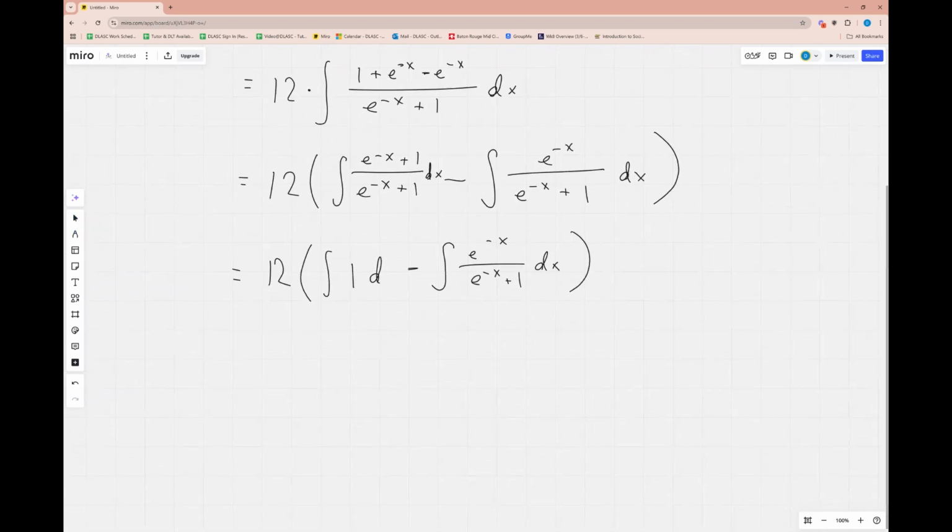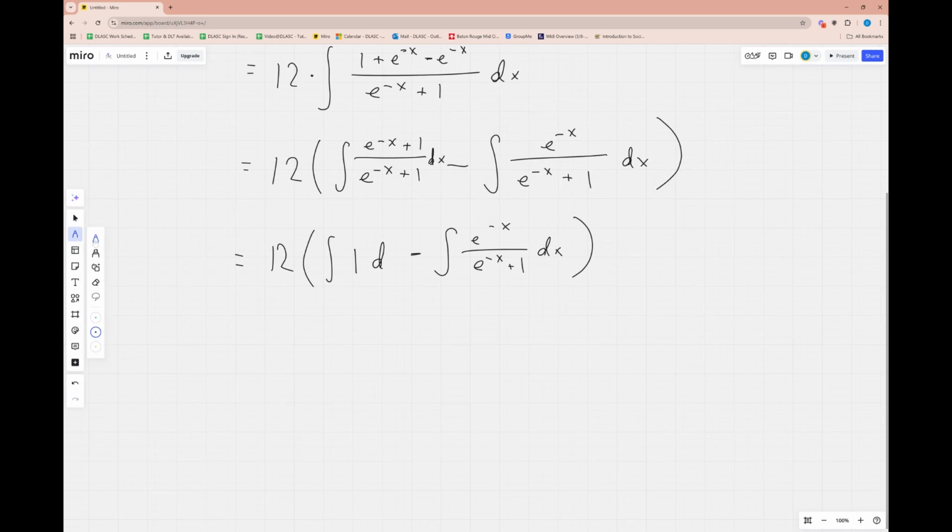And so now, hopefully you can see that u substitution will work over here on this integral on the right, right? Because if you let u be equal to e to the negative x plus 1, du is going to be equal to negative e to the negative x dx, right? So I'm just going to go ahead and do that mentally because it's really not that bad.